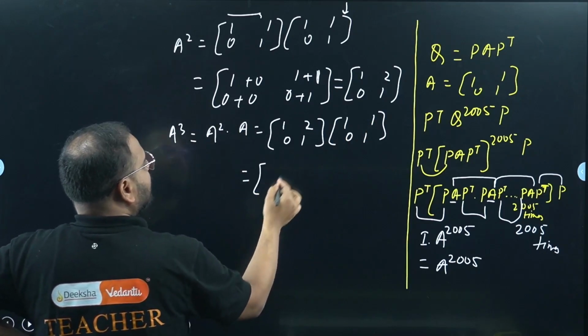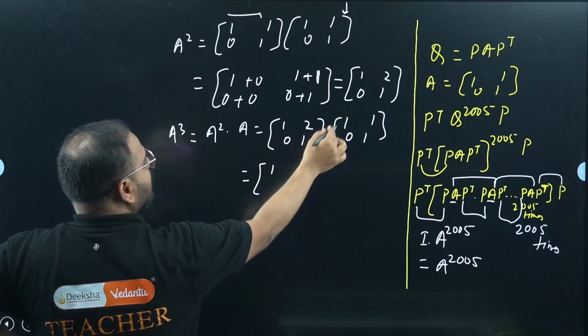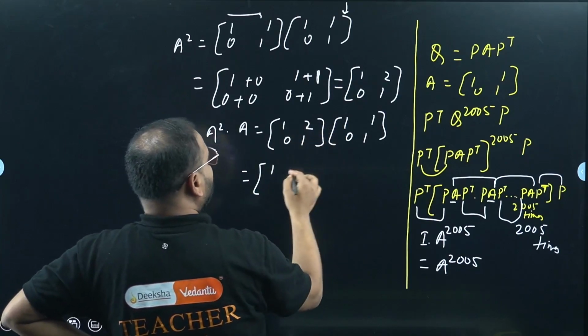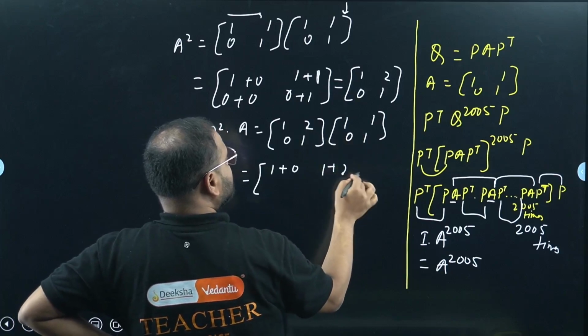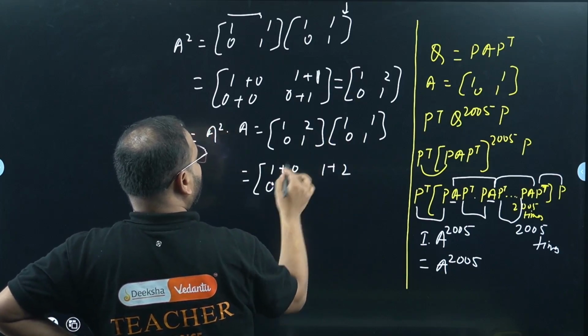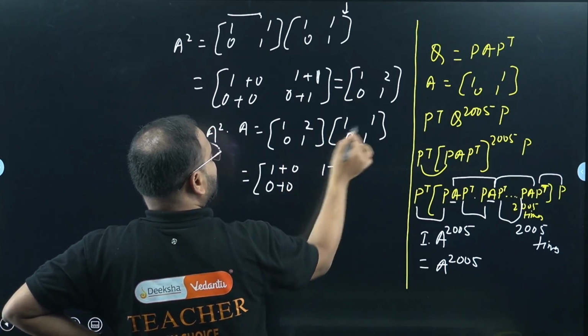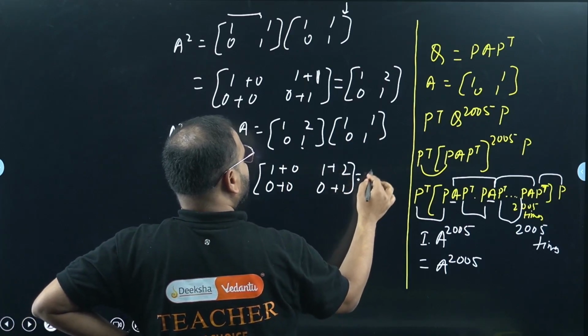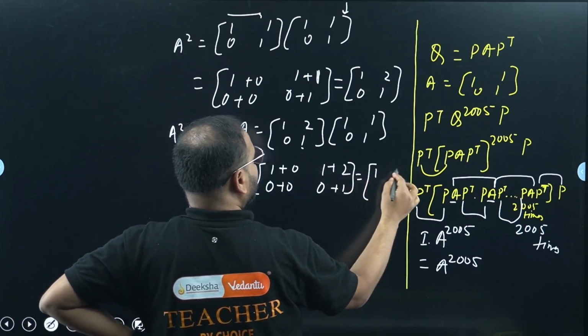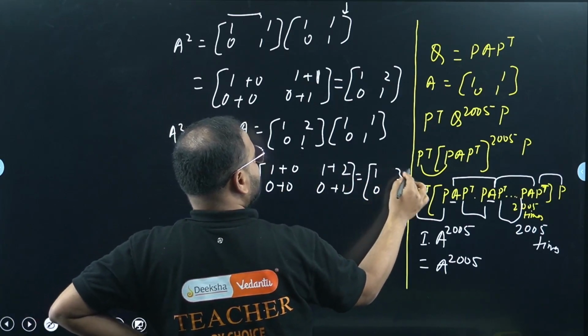What's the multiplication? First row, first column: 1 times 1 and 2 times 0, so 1. 1 times 1 and 2 times 1, so plus 2. Over here, 0 times 1 is 0, 1 times 0 is 0. 0 times 1 is 0, and 1 times 1 is 1. The answer is [1 3; 0 1]. Can you see a pattern here?